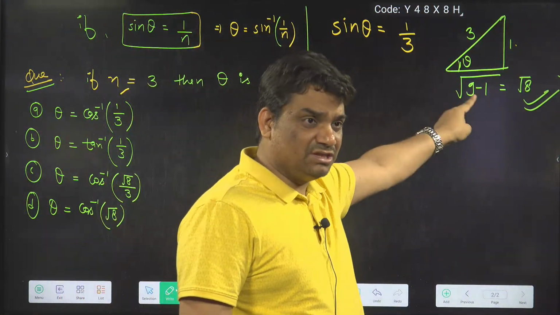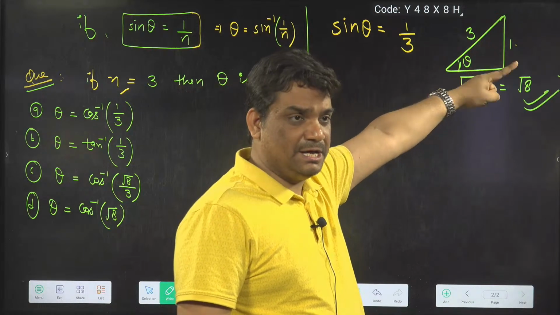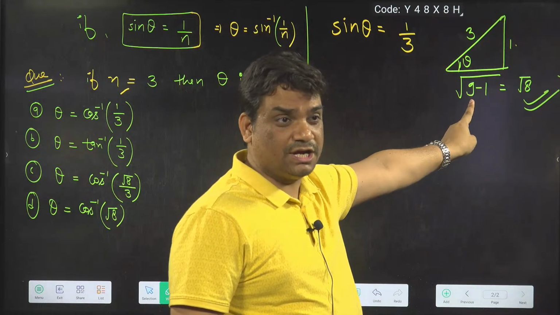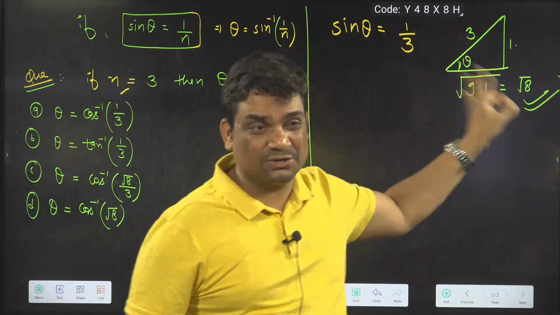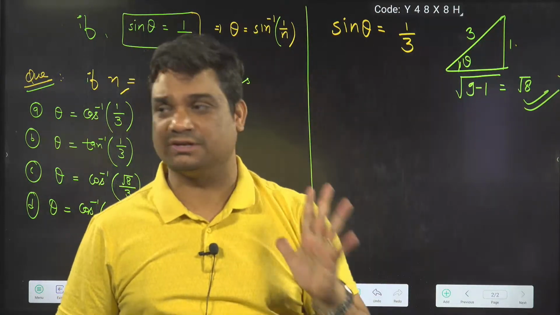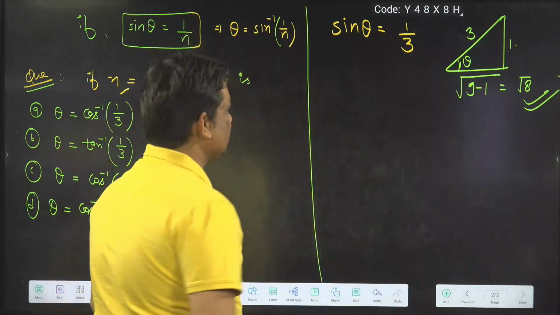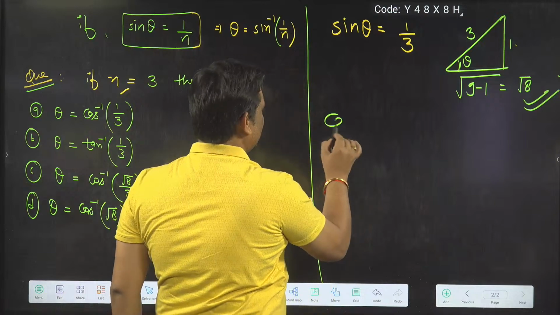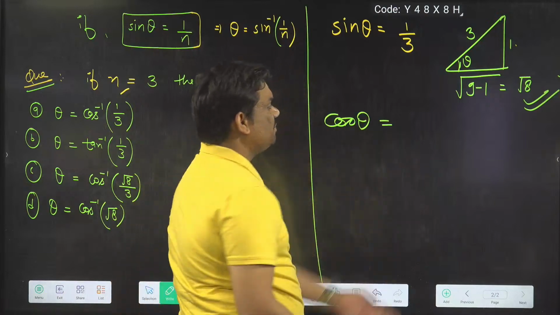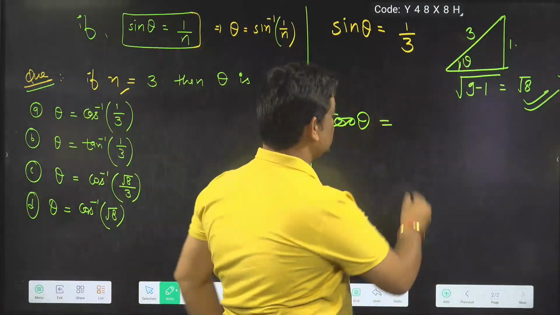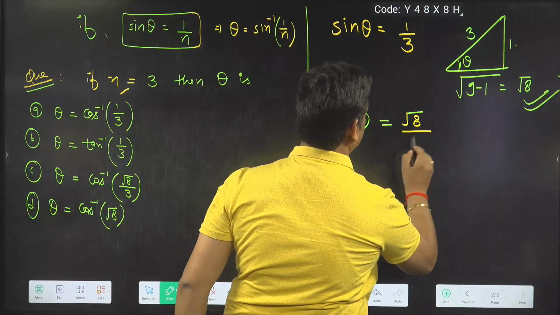Sine theta is 1 by 3, so we can say this is 1, the perpendicular. The hypotenuse is 3. Then the base we carry is root of 9 minus 1, that is root 8. We simply used Pythagoras. Once you have got this, we can find cos theta. Cos theta equals base divided by hypotenuse, so it is root 8 divided by 3.